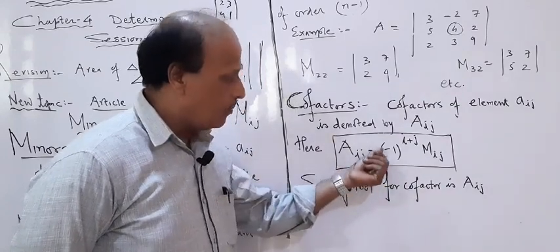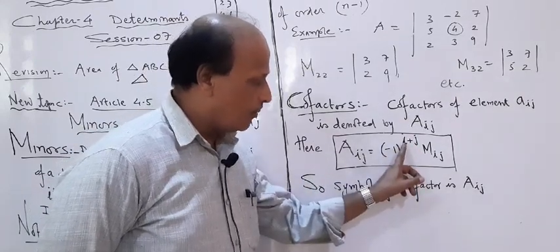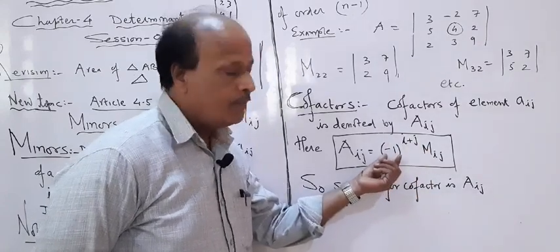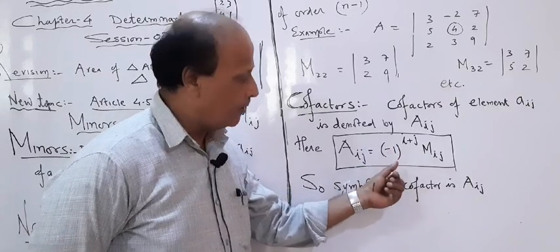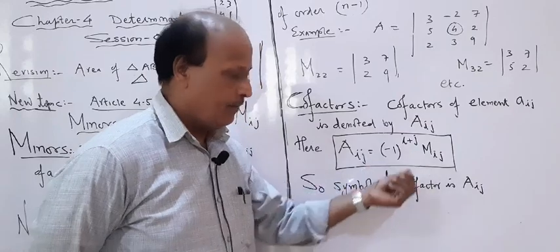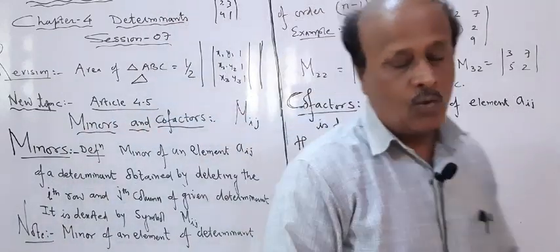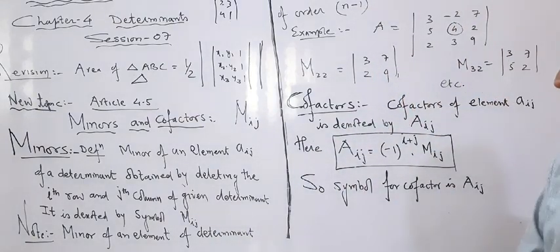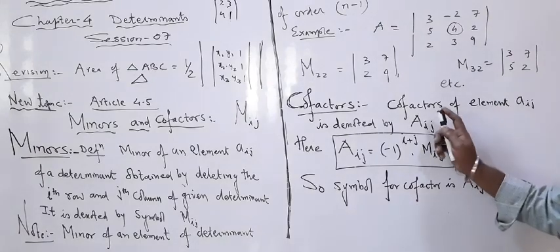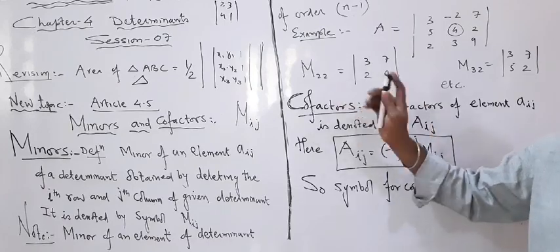Aij is equal to minus 1 to the power i plus j, where i plus j means the row number plus the column number, added up. So minus 1 to that power will sometimes give you a plus sign, sometimes a minus sign, and it is multiplied by the minor of that particular element. I will tell you with the help of an example. So this is the formula for cofactor. Below it is given that the symbol for cofactor is Aij. Now we are going to do some questions related to cofactors and one or two theorems also.